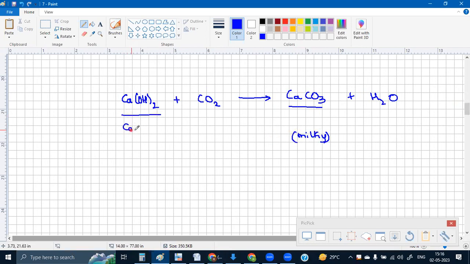This is calcium hydroxide. It is in the form of a solution, so it is aqueous. It is very slightly soluble in water, but because it is in solution, we write aq. And of course, carbon dioxide is a gas. Calcium carbonate is a solid and water is a liquid. You can copy down that reaction.